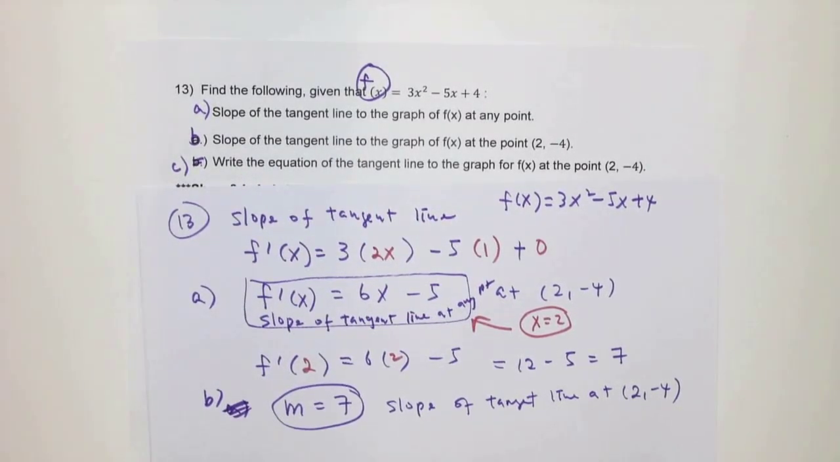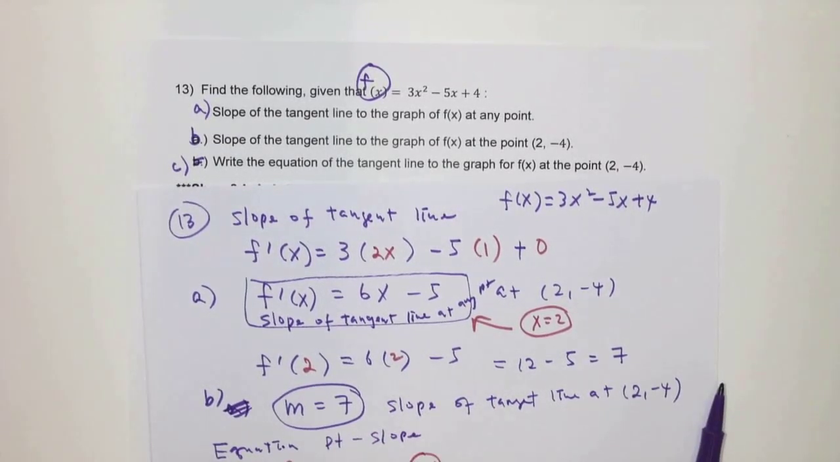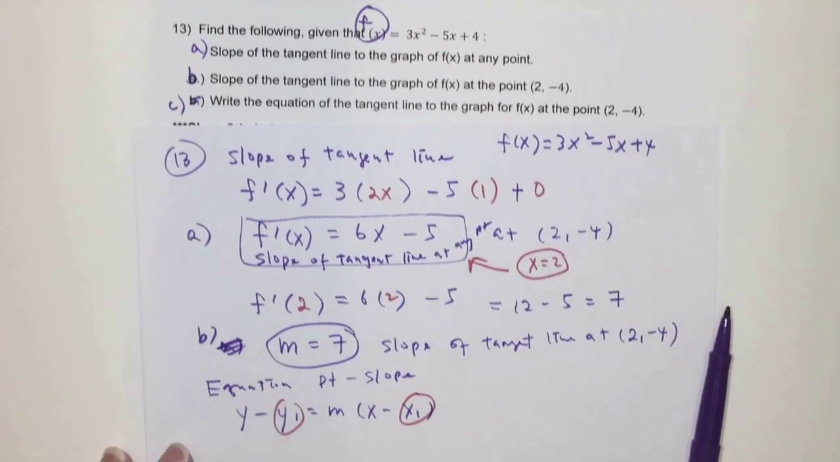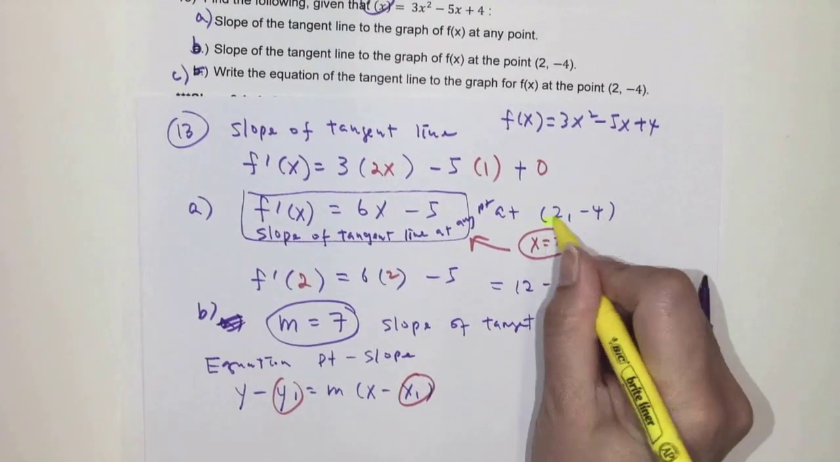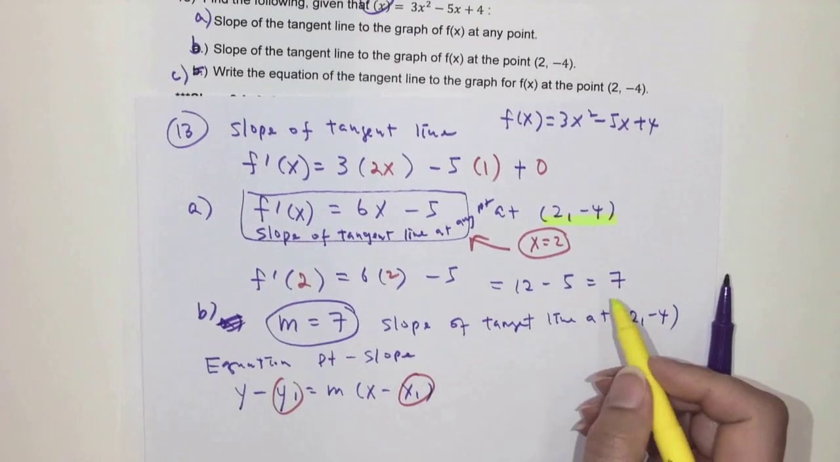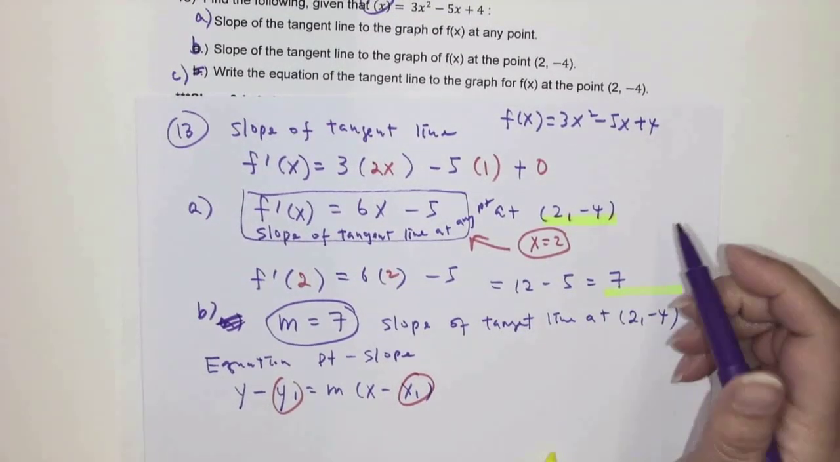The C part is asking for an equation of tangent line at that point. So when you do equations, because we just have a random point, we're going to use point slope: y minus y1 equal to m times x minus x1, right? So this is the point slope formula. We're going to need to plug in one point, which we have a point here already. The point is 2, negative 4. And then we also have my slope equal to 7, right?